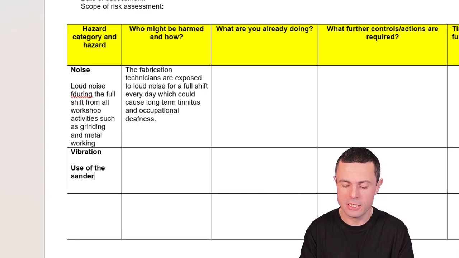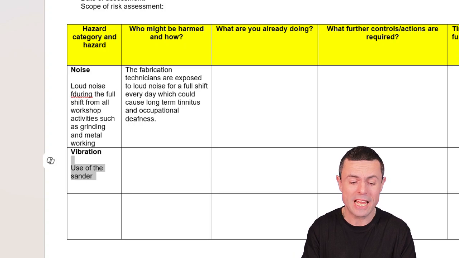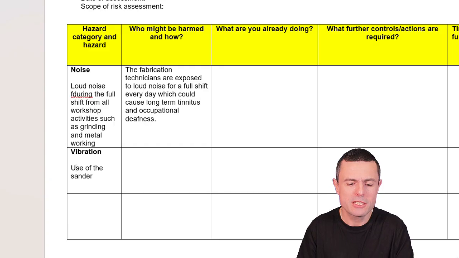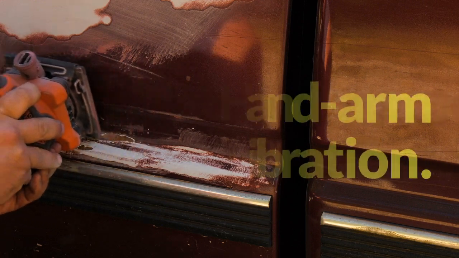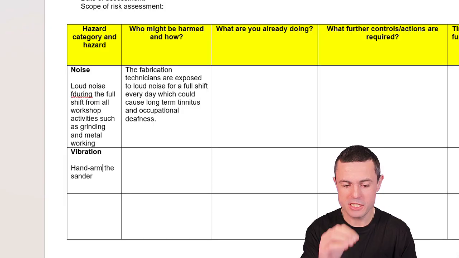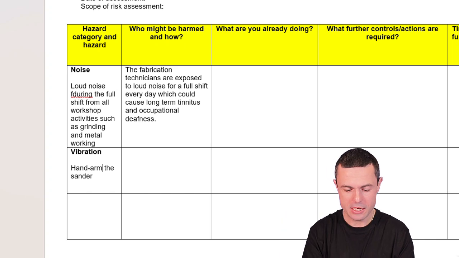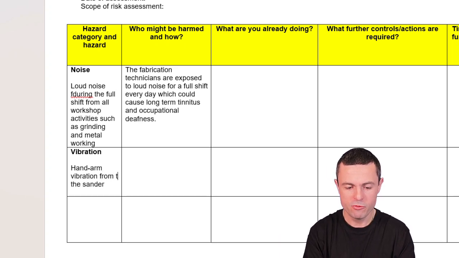Now we need to describe the hazard, and don't just say something like use of the sander, because as I said in a previous tutorial, this is not a hazard. A sander is a piece of equipment, and it has many hazards. Use of the sander is an activity, and again, it has many hazards. Which of those hazards are you talking about? Well, you're talking about vibration, of course. So let's write that in our hazard description. Which type of vibration do we get from a sander? Well, hand-arm vibration, obviously, because it's a tool we use in our hand. Hand-arm vibration from the sander.